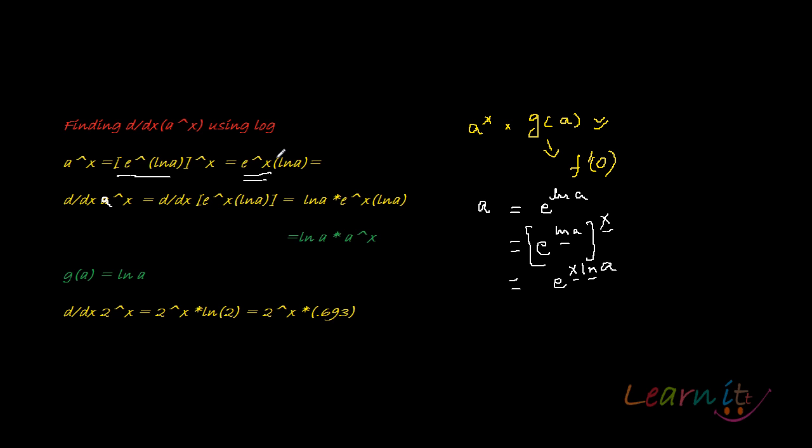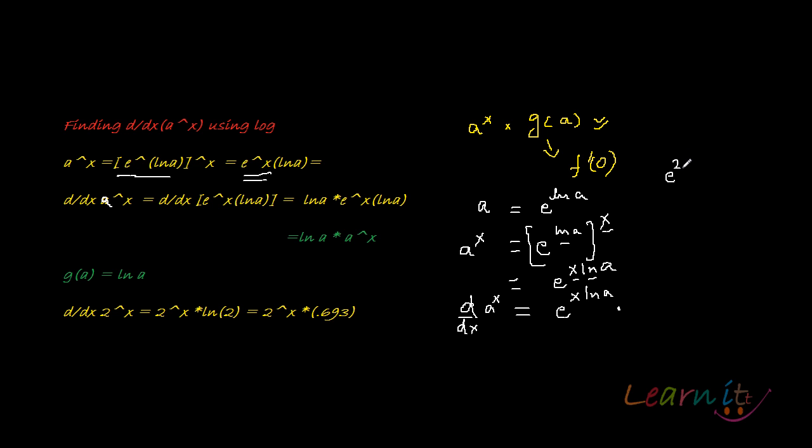What do you think it will be? I have e to the power something. We are looking at a^x, so d by dx of a^x will be e to the power this. Now, e to the power anything, the derivative of it is the same. But what is happening here is that I have ln a getting multiplied with x. So, I will have to use something else also.